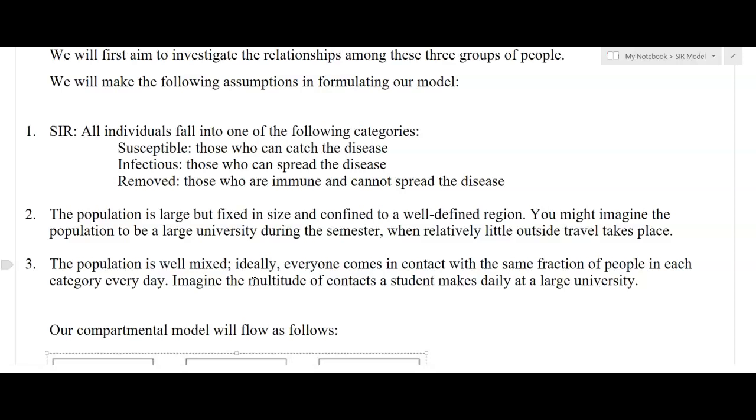Again, removed just sort of models everybody who is not susceptible or infected, whether that means they've been vaccinated or have passed away or have recovered from the disease and cannot get it again. We also assume the population is large but fixed in size and confined to a well-defined region. You might imagine the population to be a large university during the semester when relatively little outside travel takes place. We also assume the population is well mixed. Ideally, everyone comes in contact with the same fraction of people in each category each day.